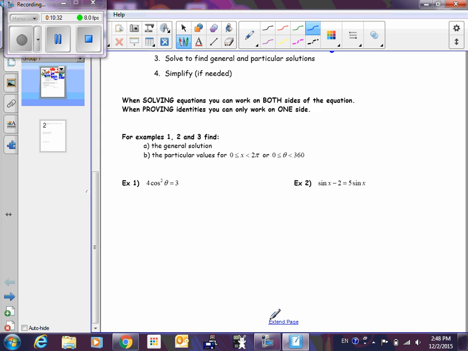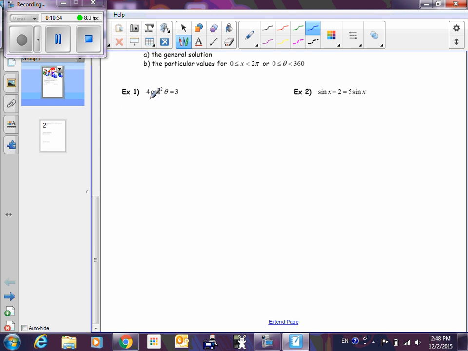Nope, there's a 4 right there in the way. So what could I do with that 4? Divide by 4. So I have cosine squared theta equals 3/4. Square root it. I like the sound of that.